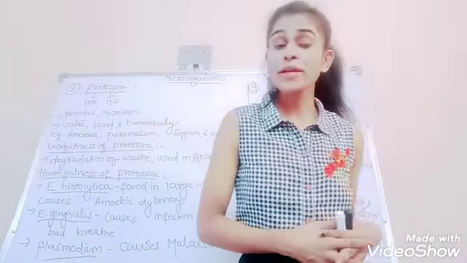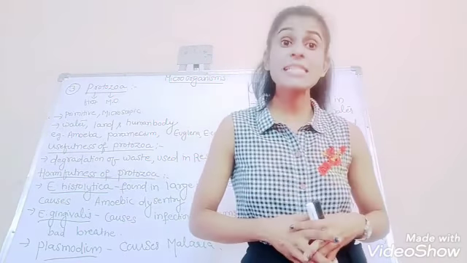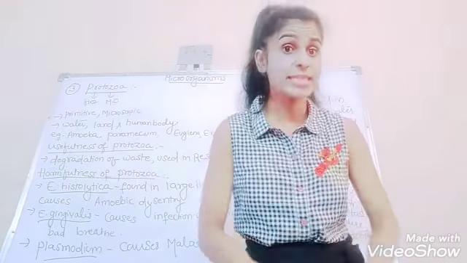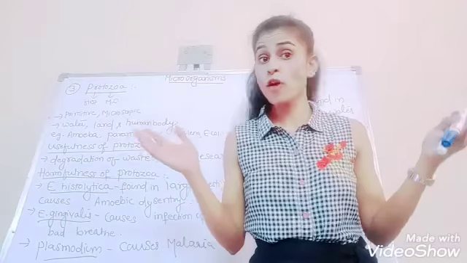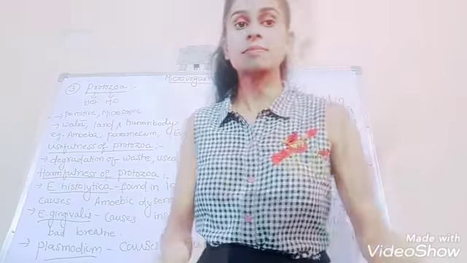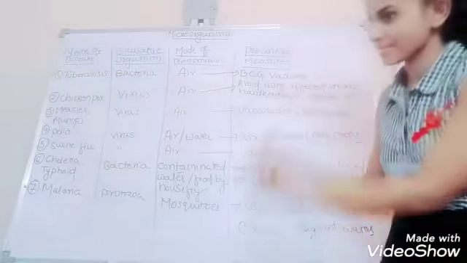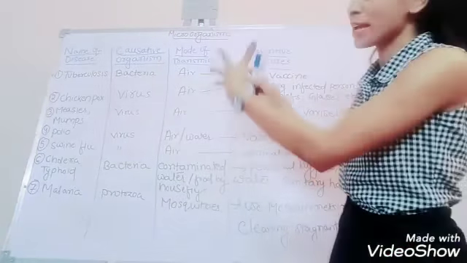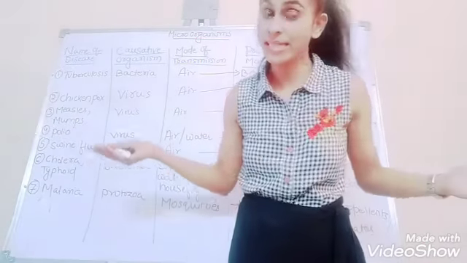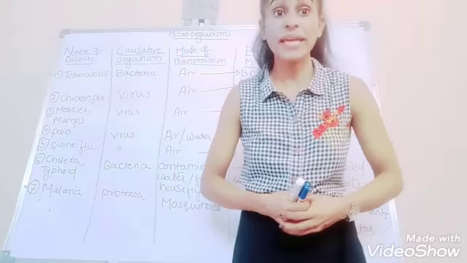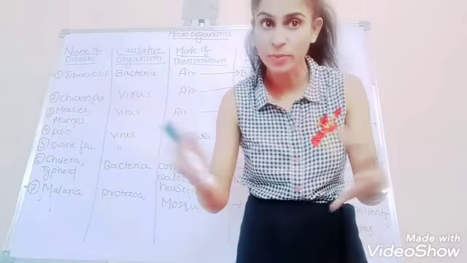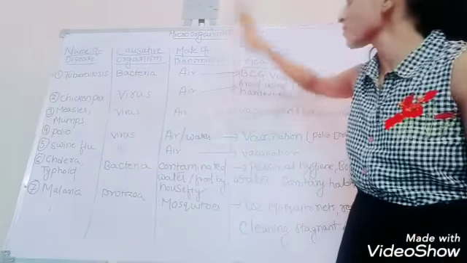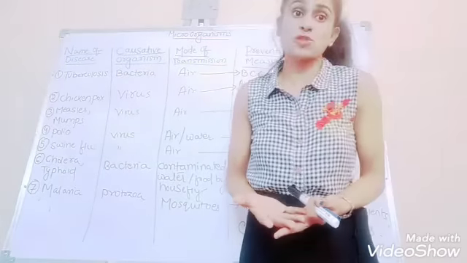Now we are going to discuss the various diseases caused by various microorganisms in a table form. So let's move on and see what it is. Guys, can you see this chart? This is a chart where we are going to discuss the various diseases caused by various organisms in humans. These charts will show you the number of diseases, the causative organisms and how they are transmitted.